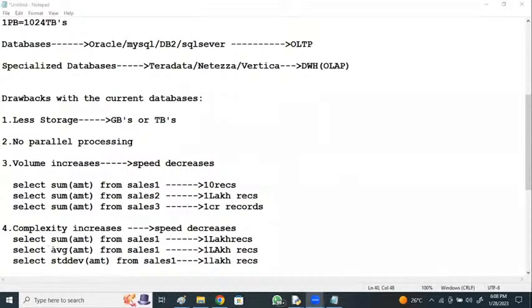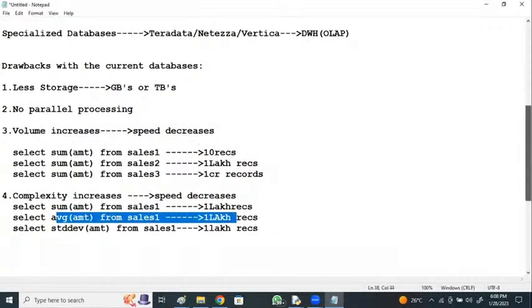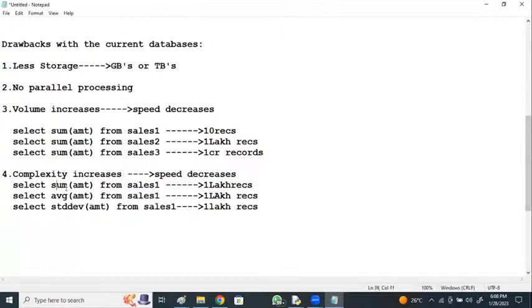Because average amount is a two-step process. First sum to be calculated, next average to be calculated. Standard deviation requires a lot of internal processing. So again, the first query executes faster as compared with the other two. Query to query, as complexity increases, speed decreases.